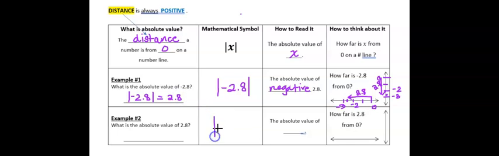Then we can ask, what's the absolute value of positive 2.8? And we run through the same thought process. Well, this reads the absolute value of 2.8. That's how you would translate those symbols into words. And then we would say, how far is 2.8 from 0? Well, it's between 2 and 3 again.